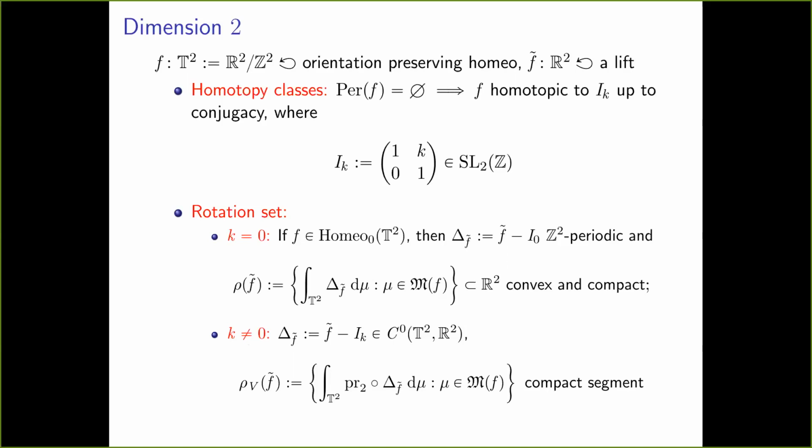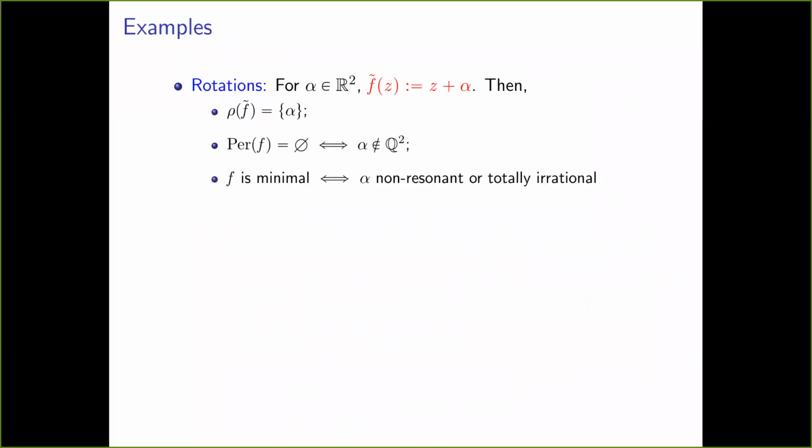Okay, so the next step, let's try to look for some periodic point-free examples and some minimal examples in dimension 2. We will see that the variety of possible dynamics that you have in dimension 2 is much, much richer than in dimension 1, of course. The first case, which is very easy, are just rotations. For any vector alpha in R^2, you have the lift with the rotation. In this case, the rotation set is a singleton. It's just the point alpha.